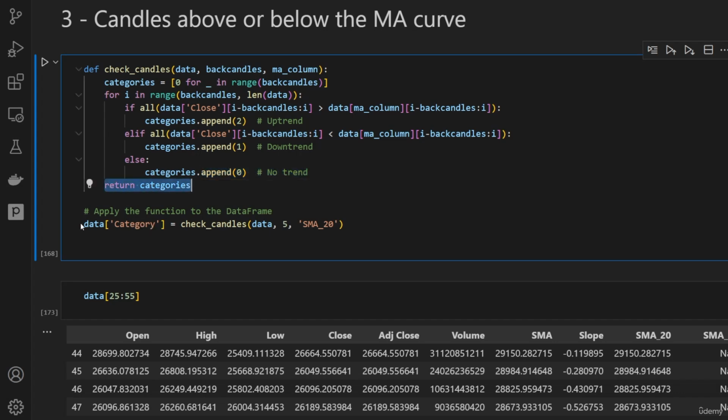And to add this into our data frame, we add a new column called category, which is equal to the check candles function. We provide the data frame, 5 for the number of back candles, which means that if we have 5 back candles that are above or below the moving average curve, we consider that we have an uptrend or a downtrend respectively. And we're using the SMA 20 for this. We could use a different moving average length, but for this example, we're using the SMA 20.